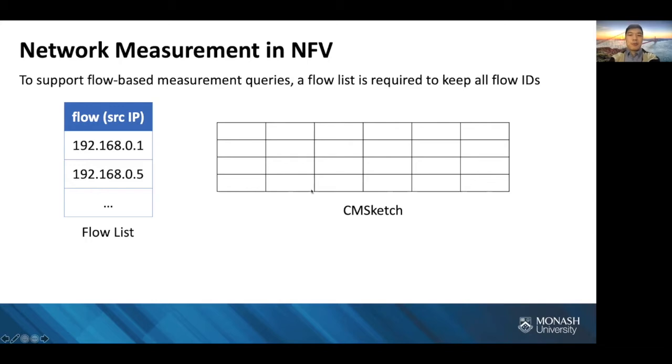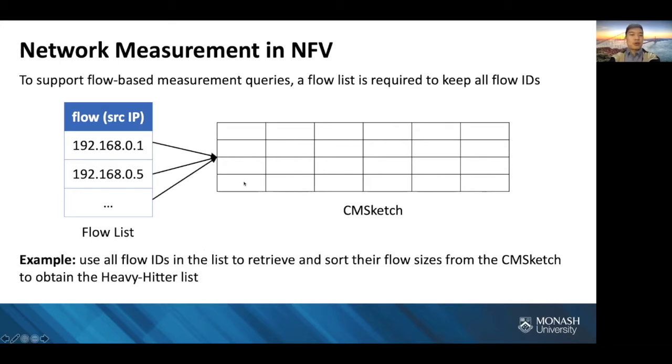To enable the flow-based measurement tasks mentioned before, a flow list that keeps all flow IDs is also needed. For example, to query heavy hitters, we will use all the flow IDs to query the sketch to retrieve and sort their flow sizes. Then the top K flows will be deemed as the heavy hitters.